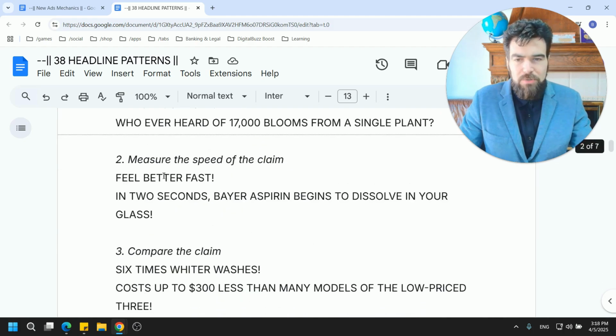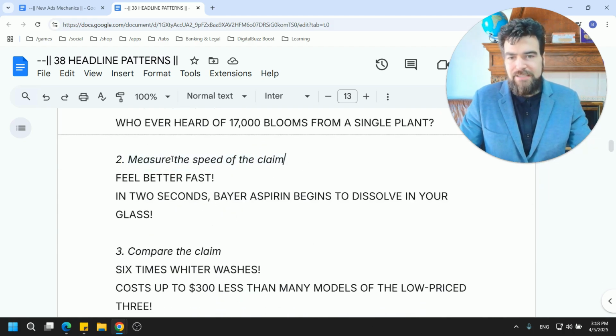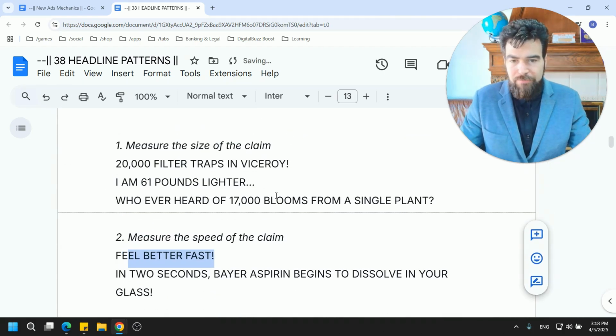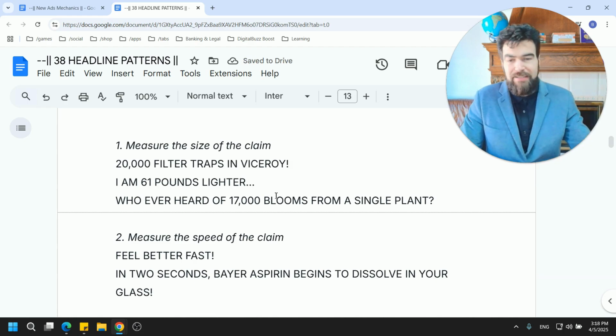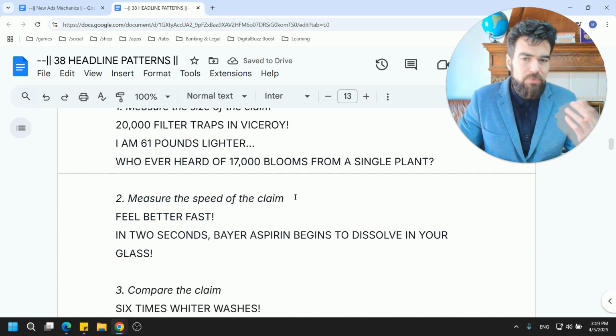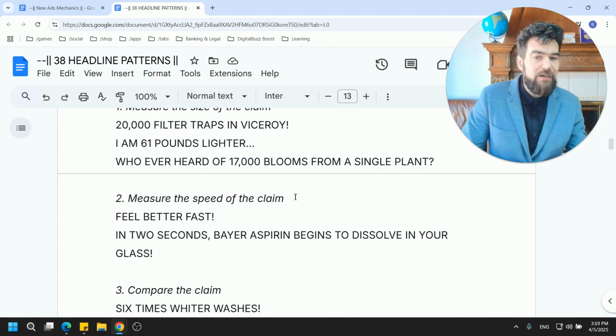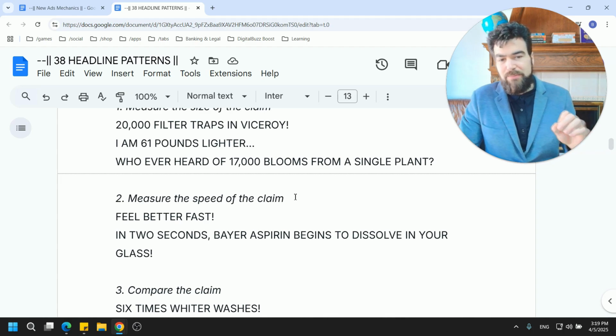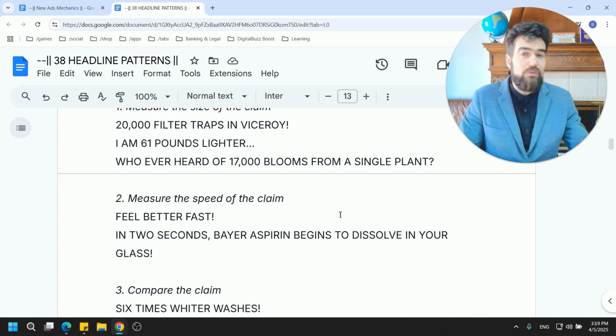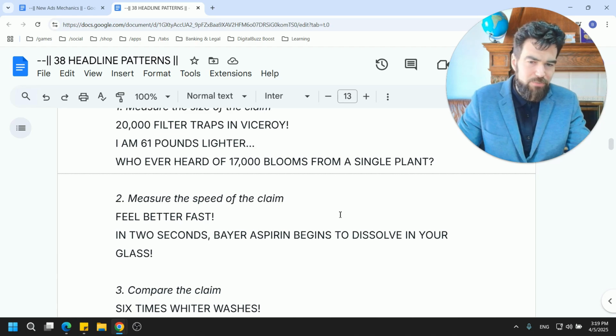Yeah. So the second headline pattern is measuring the speed of the claim. That's just another verbalization of the headline that Eugene calls it. Just another way we can present the headline. Feel better, fast. Bayer aspirin begins to dissolve in your glass in 2 seconds. So just measuring the speed, which is also just another angle to present it.